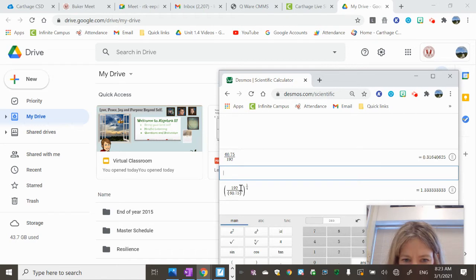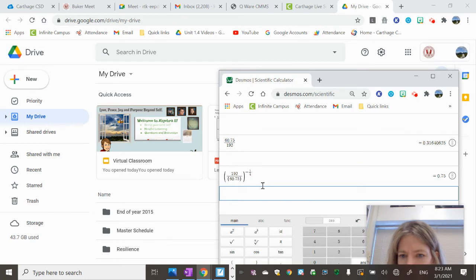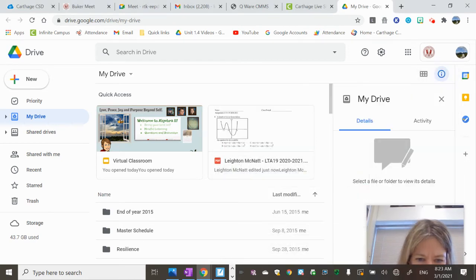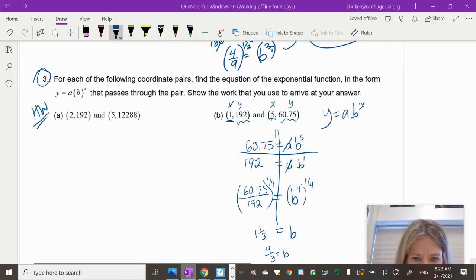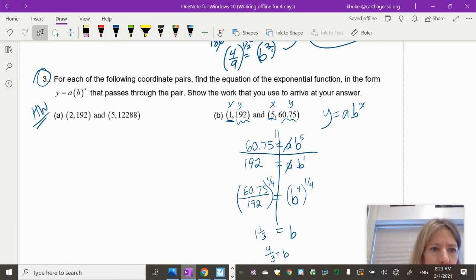And then I'm going to take that same number to the power, so if I just make this a -1/4, it'll fix my answer. So I'm going to just put a negative in front of that and put enter, and my b value becomes 0.75. So I'll fix that. That makes more sense. Okay, so this is the only value that's incorrect, and I get 0.75.